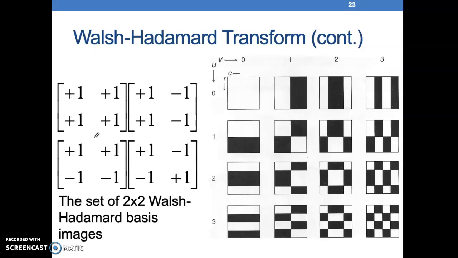Okay, so this is the basis image of WHT, where you will only have 1 and -1. So 1 represents white, -1 represents black. For example, this is 0, 1 and 0, 1. So the first one is 1, 1, 1, 1. So that means 1, 1 and 1, 1. This is 4.